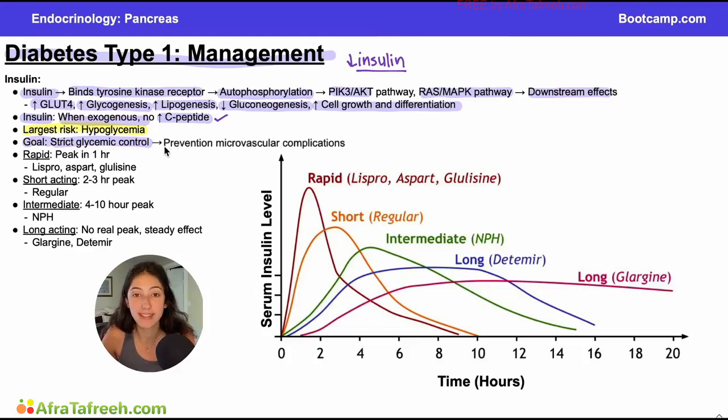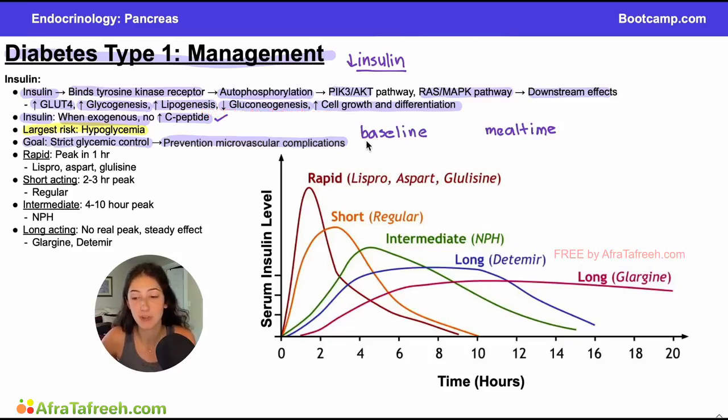However, the overall goal is tight glycemic control that can eventually prevent their complications, especially in these patients. So think about preventing diabetic retinopathy, preventing diabetic nephropathy. That is the goal of management in type 1 diabetes. In order to achieve this management, we use several different types of insulin, and the management of someone's insulin regimen can actually get quite complex and quite intricate.